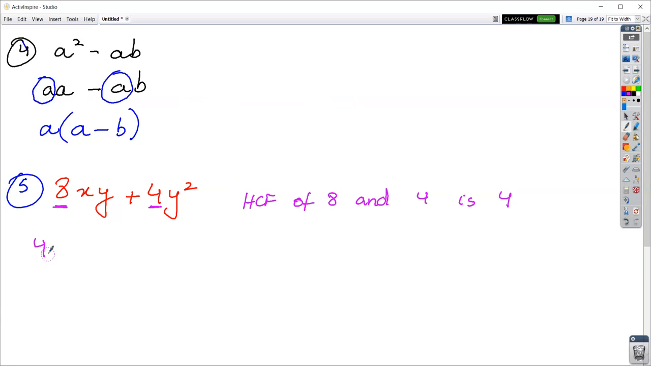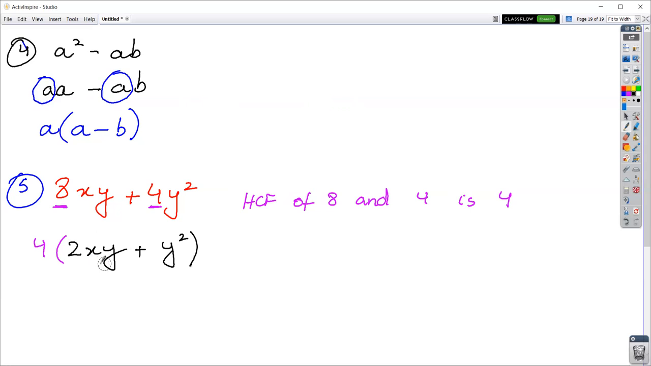So once I factorize 4 outside the bracket, then I'm going to check how many 4s make 8. That would be 2xy, plus how many 4s make 4, which is 1. You write down 1 or you just write down y squared, it would be the same thing. Now we see that with the variables, can we factorize anything?